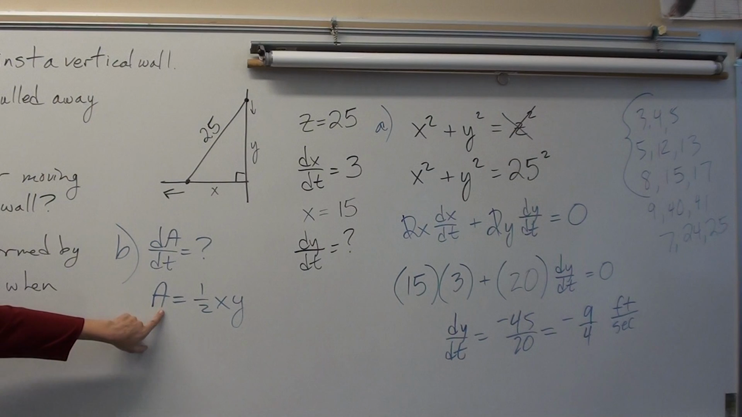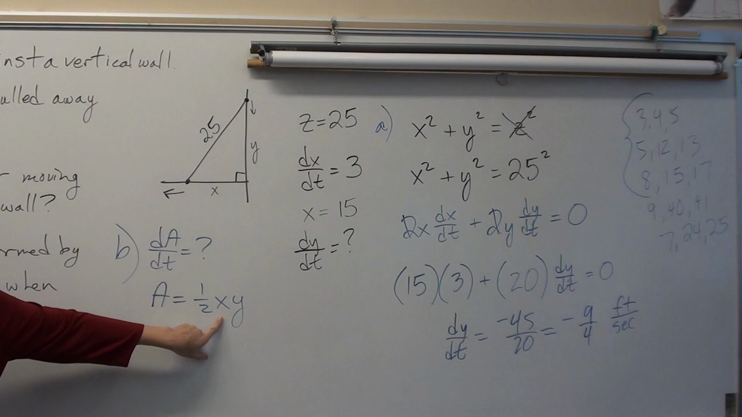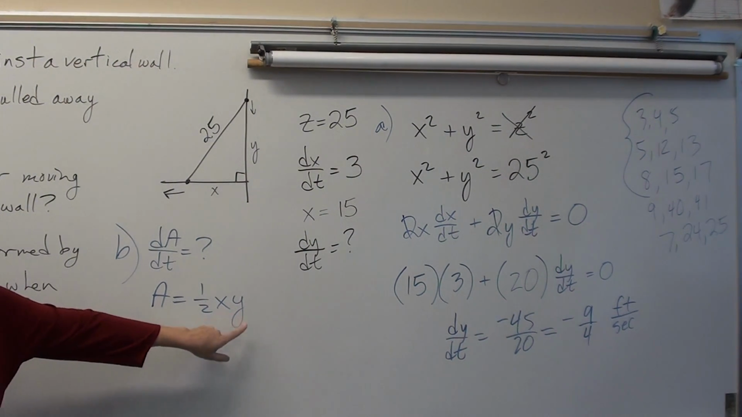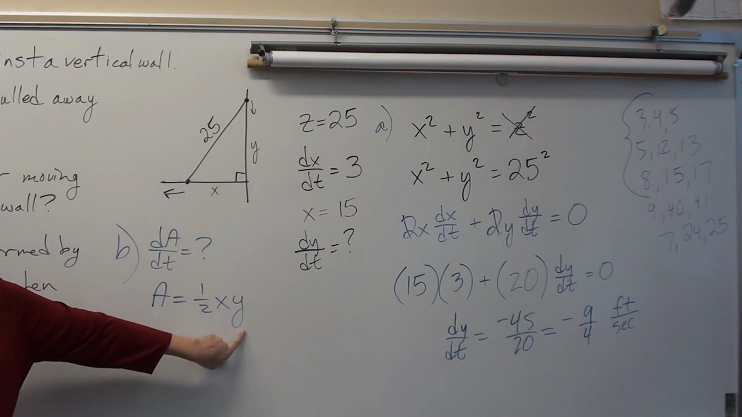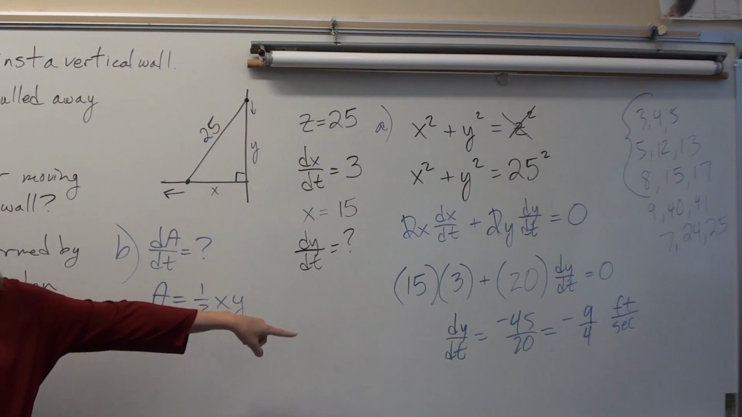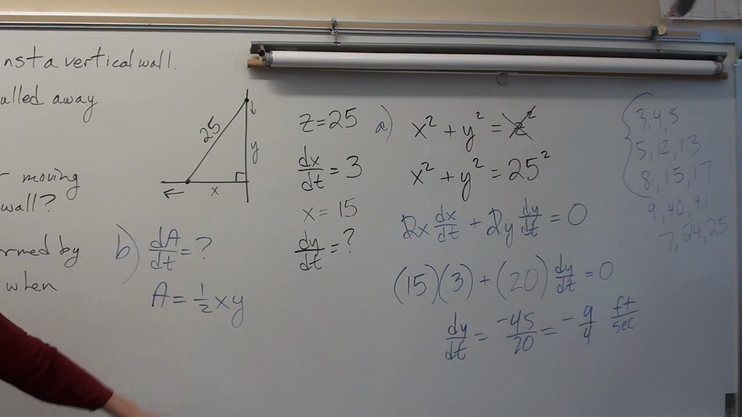Do we know or want dA dt? Yes, we want it. Do we know or want dx dt? Yes. Do we know or want dy dt? Yes, we know dy dt, we just found it, right? It's a good thing. Okay, so differentiate that with respect to time. What rule are you going to have to use?